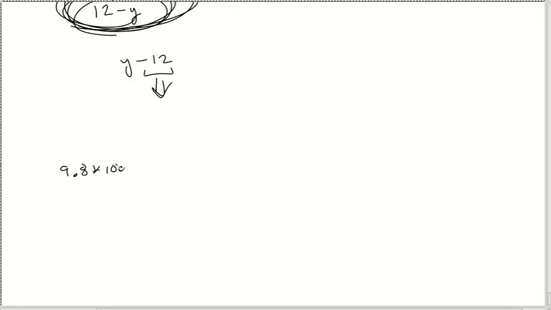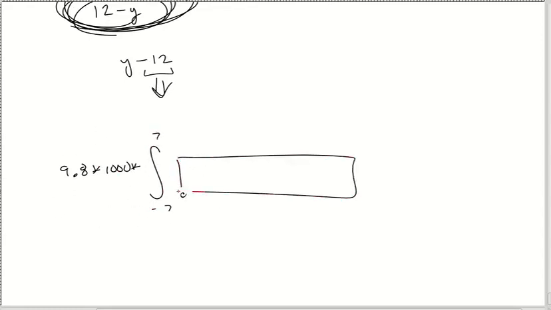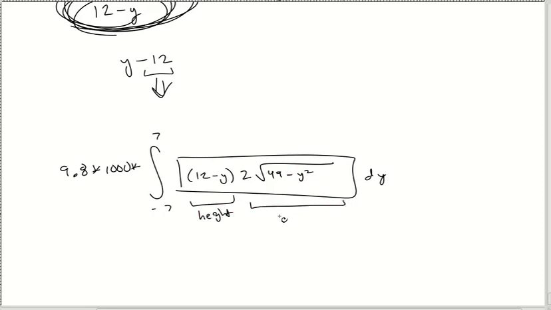9.8 times the 1,000 times the integral from -7 to 7. This was forced onto us. This is my answer with the y's now. I got my 12 minus the y, okay? And then I also have the 2 times the square root of the 49 minus y squared. So again, that was my height or depth, and that was my width. So that makes the area.